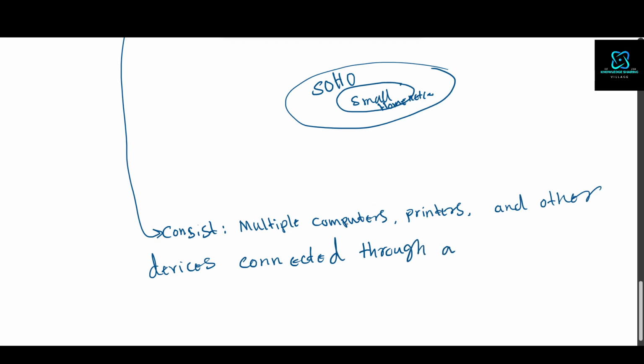and all of these devices, including the devices from a small home network, and also multiple computers and printers and other devices, are connected through a router or switches. We are going to learn about what a router or switch is in a future video.